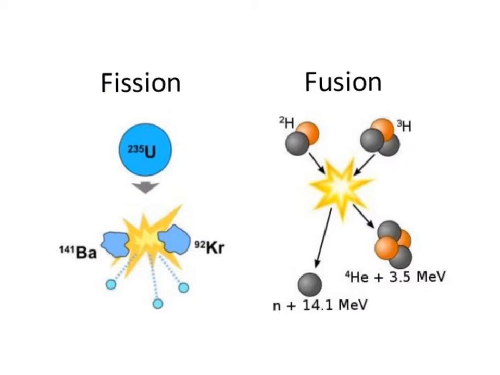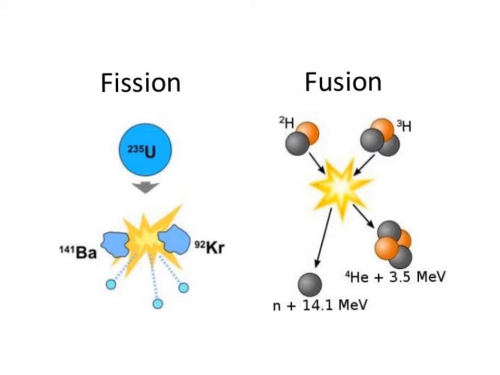So here we see a comparison of fission and fusion, and recall that fusion is where we're taking two small nuclei, the deuterium and the tritium, and smashing them together to make a helium atom and releasing energy in the process. And remember that the energy is being released because of the mass defect, because the mass of the particles when they're separate is different from the mass when they're together.